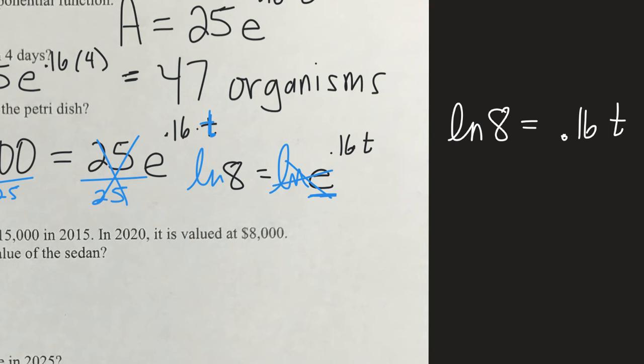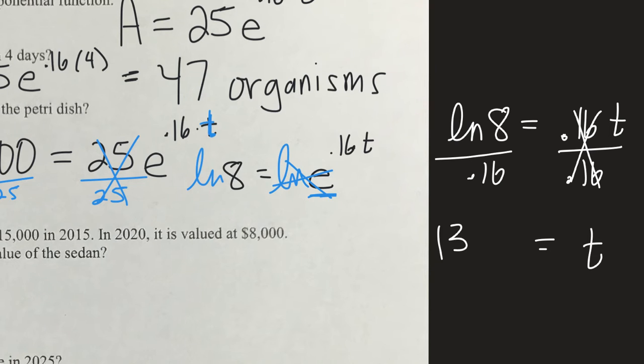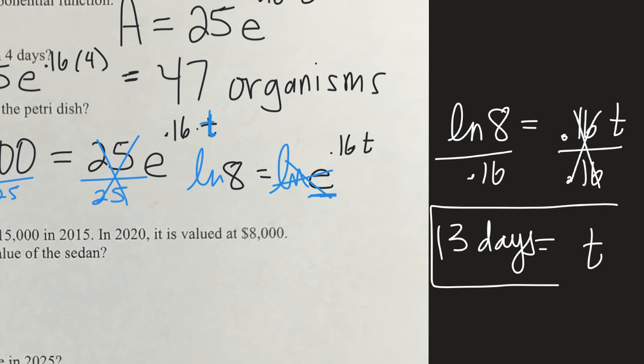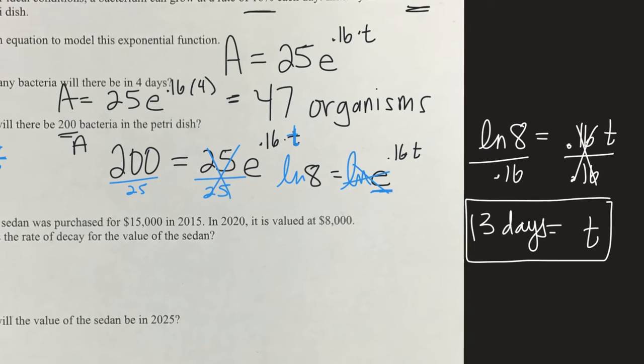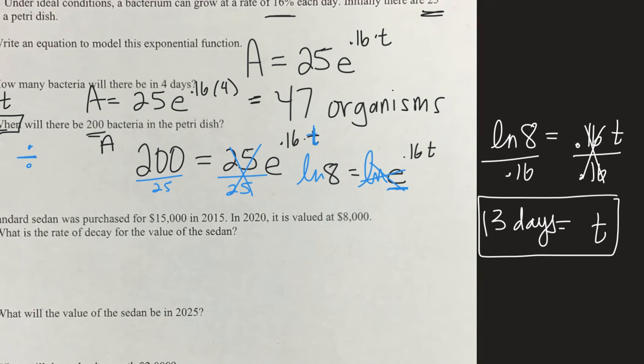So we have divided both sides by 25. We've natural logged both sides to get rid of our base, and now we're going to divide one last time by our coefficient of t. Okay, now I'm going to put this into my calculator. The natural log of 8 divided by 0.16 comes out to be 12.999, which is about 13, and our units are days. So after 13 days, there will be 200 bacteria in this petri dish.